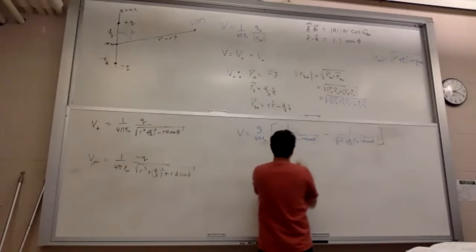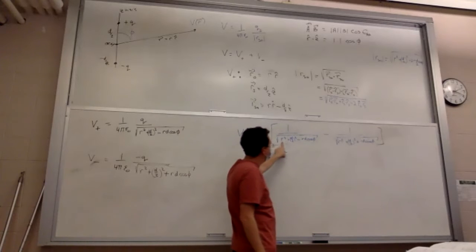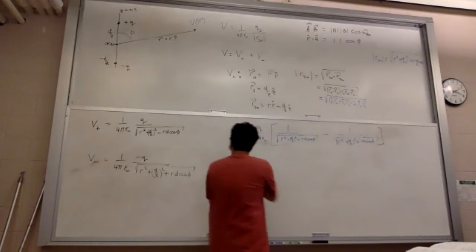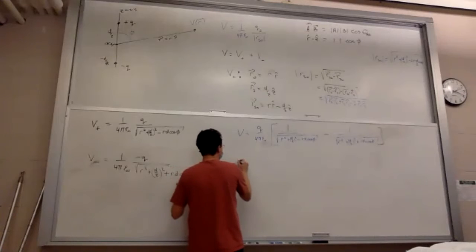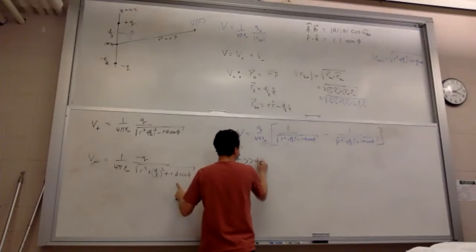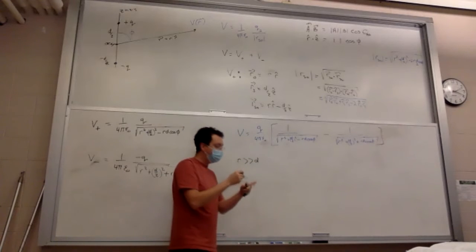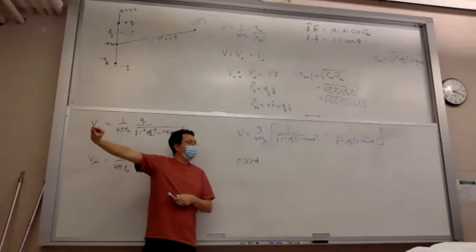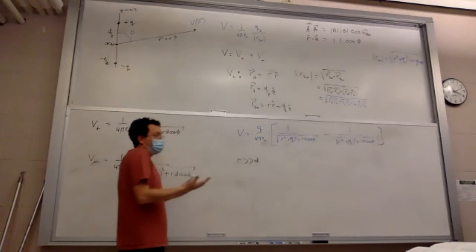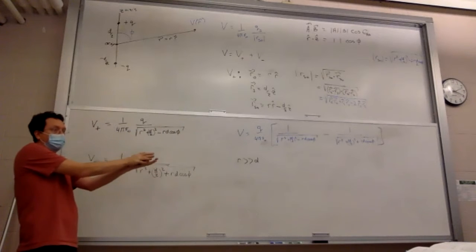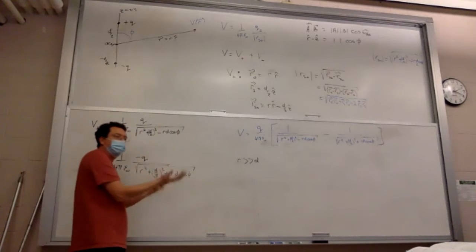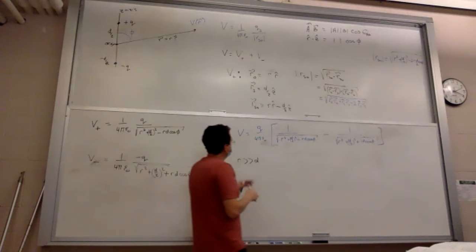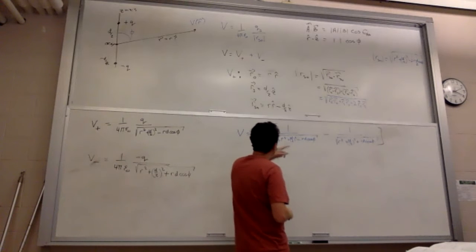So here's the thing. R is, for R much bigger than D, so that means the dipole is really small and you're really far away from it. At first glance, they kind of neutralize and you just get 0, but it won't be exactly 0, there'll be a little bit left over.